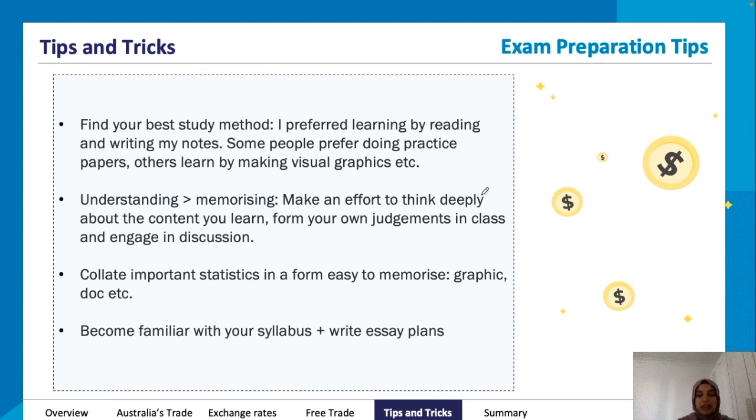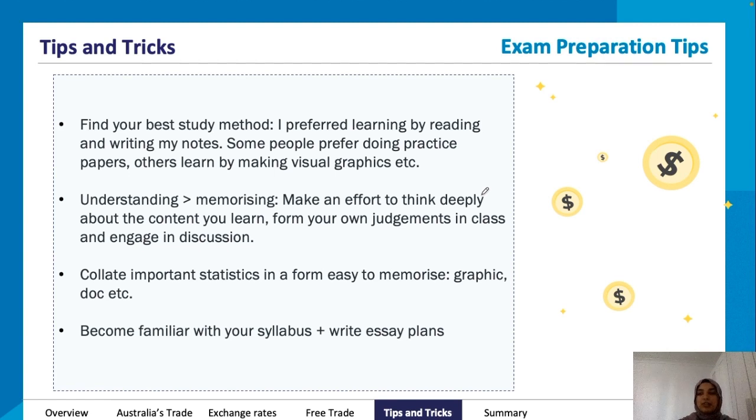Collate important stats in a form easy to memorize as well, because there are things that you will need to memorize, but I'm just saying you would also need to understand it. So when you are doing that memorizing component, have a graphic or a doc or something with all of the stats that you've learned, easy to access, so that you can go back to them and just make sure that you do know them.